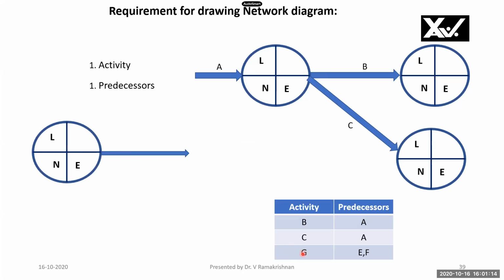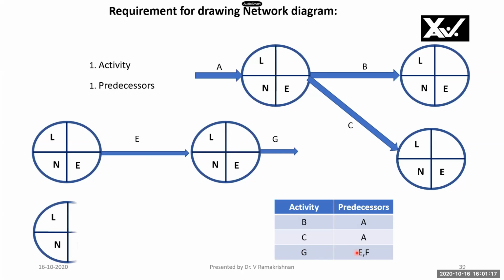Now, activity G has combined predecessors E and F. Therefore, E and F are combined predecessors, so they will have a common ending event. So E and F are combined predecessors to activity G here. This is very important. You should note it down.